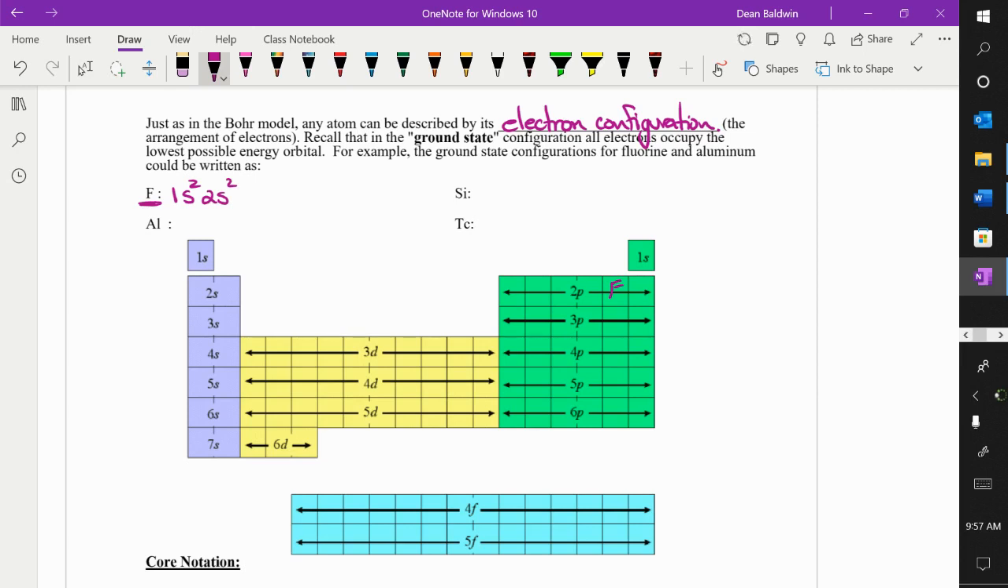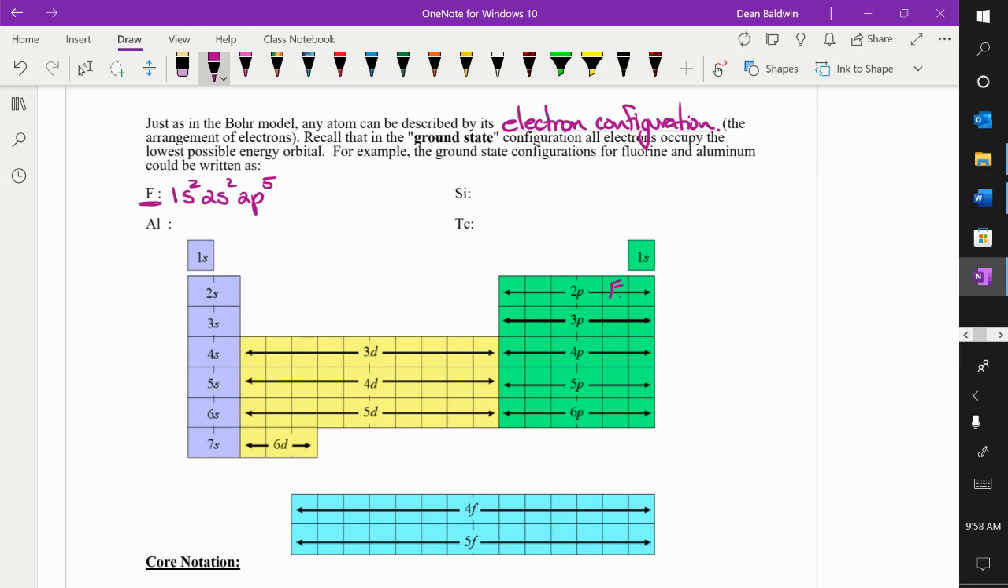And these go across. Now I hit the 2p's. How many electrons to get to fluorine? 1, 2, 3, 4, 5. So then it's 2p5. That's the electron configuration of fluorine. So you can describe atoms in terms of their protons. How many protons they have will tell you where they are, but you also can describe them in terms of their electron configuration.